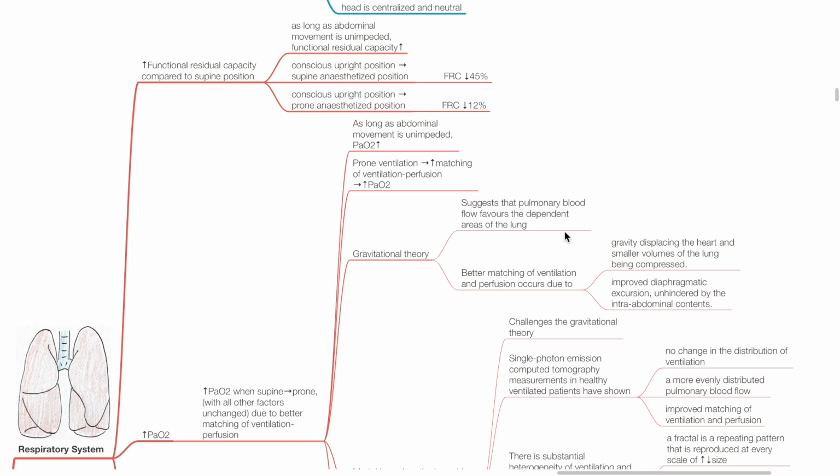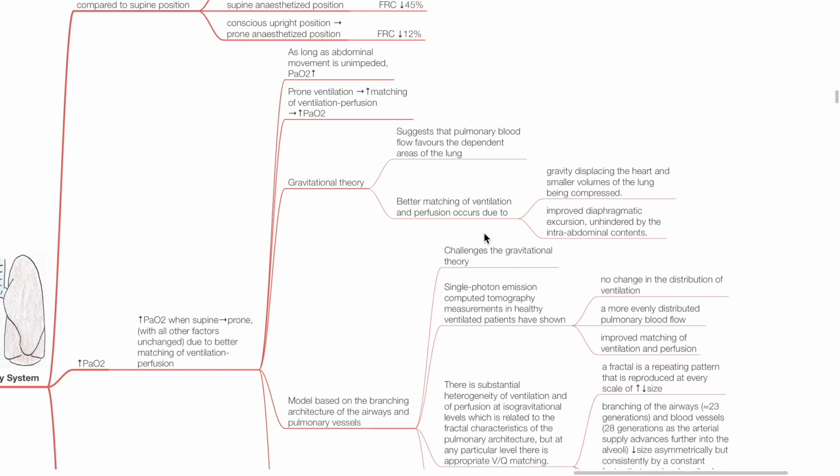Prone ventilation increases matching of ventilation and perfusion. The gravitational theory suggests that pulmonary blood flow favors the dependent areas of the lung. Better matching of ventilation and perfusion occurs due to gravity displacing the heart and smaller volumes of the lung being compressed, and improved diaphragmatic excursion unhindered by the intra-abdominal contents.